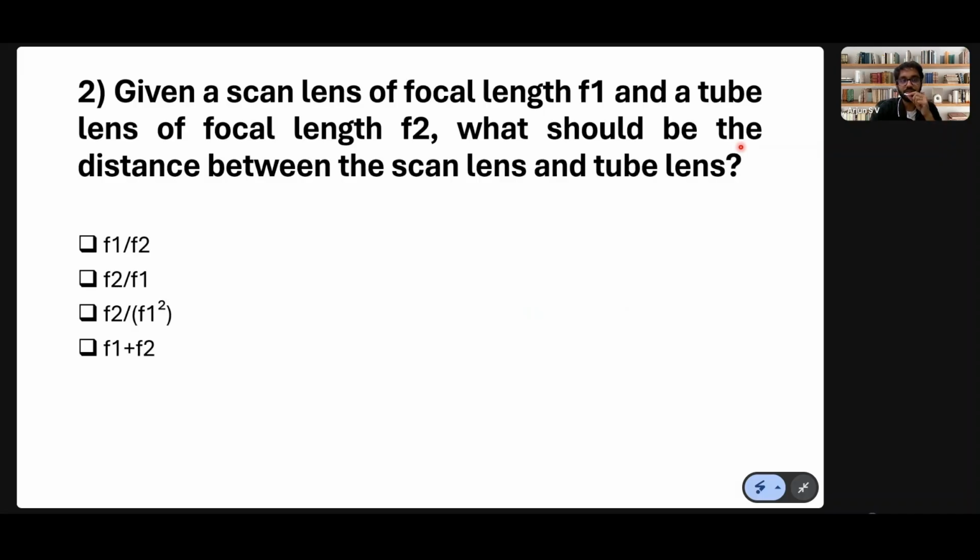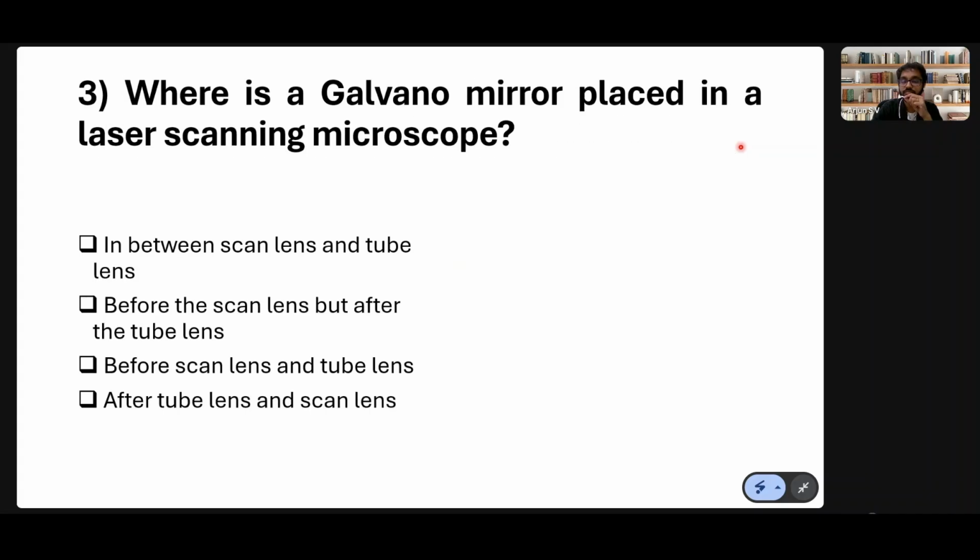I think we already saw this in the sample questions. Given a scan lens of focal length f1 and a tube lens of focal length f2, what should be the distance between the scan lens and tube lens? It should be the sum of the focal lengths of the lenses, which is f1 plus f2. This is a theoretical question.